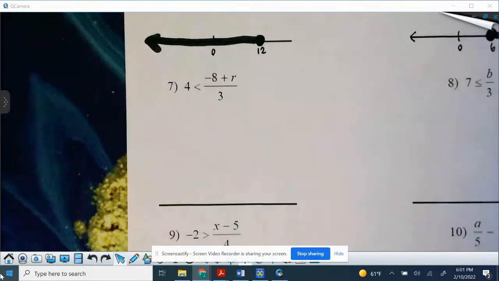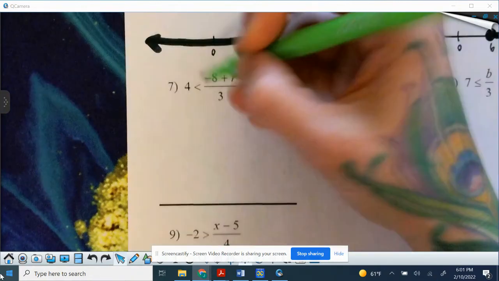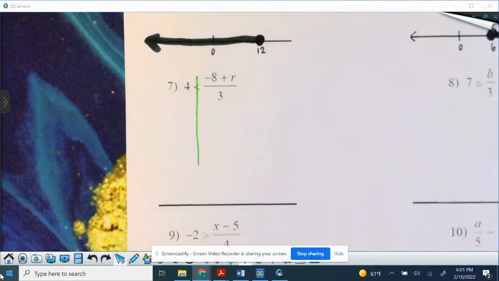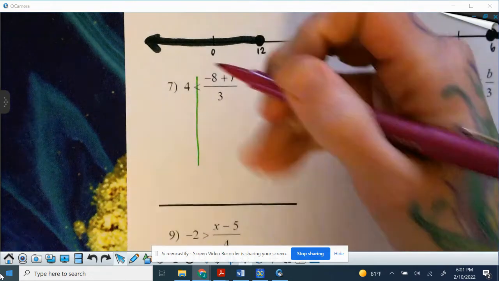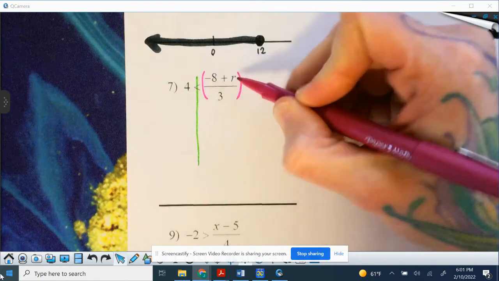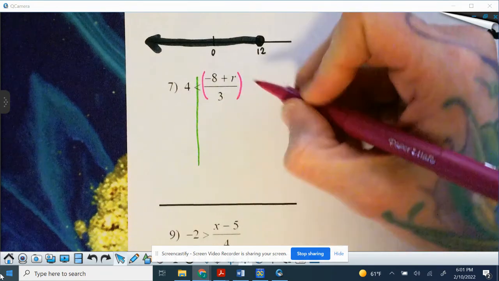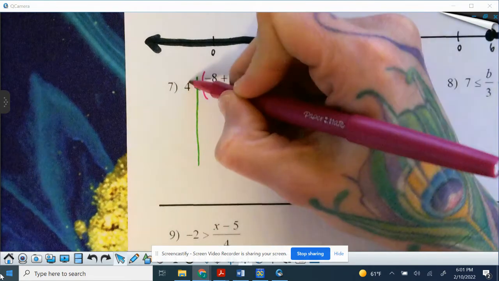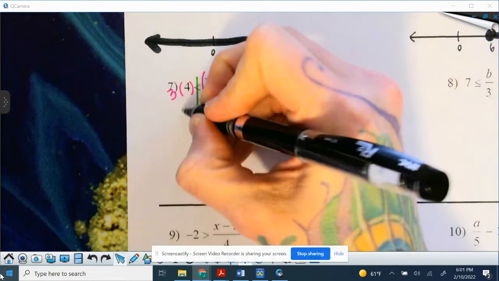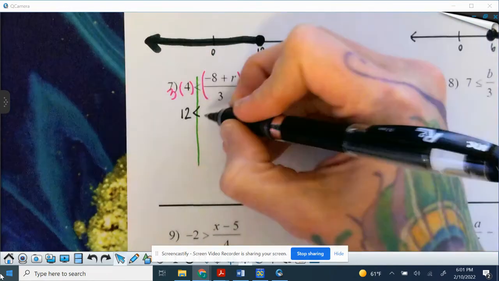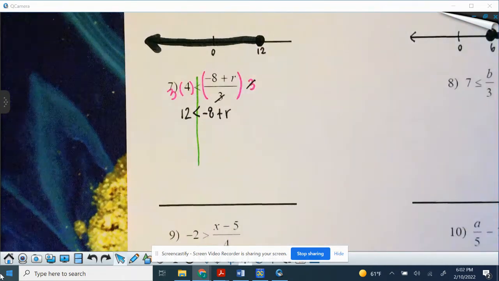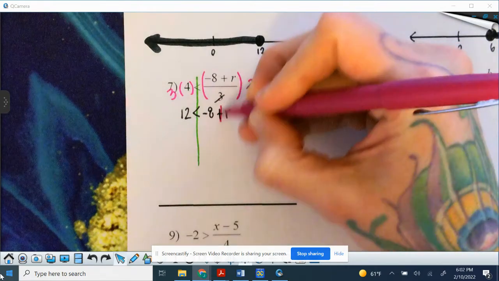Right. My favorite 2-step equation. The more you do them, the better you're going to get. So we're going to get the 3 off the bottom out of the denominator. So this is -8 plus r divided by 3. So we're going to multiply by 3 on both sides. And 3 times 4 is 12. Is less than negative 8 plus r. These 3's go away. Box in our variable, r.